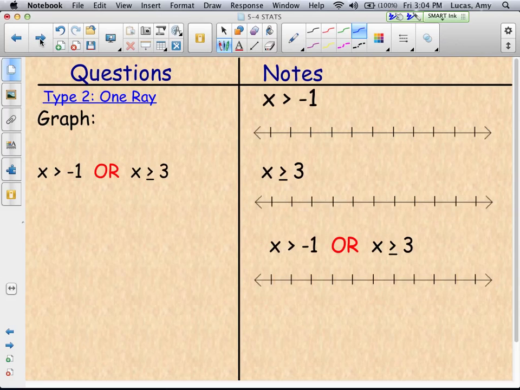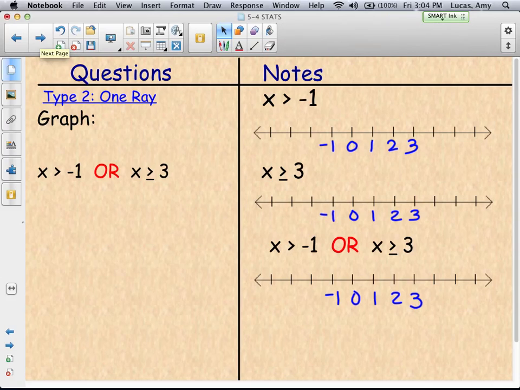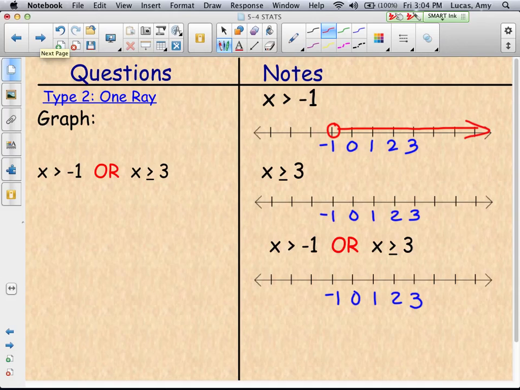Type number 2. Now we've got the word or. So I'm going to set up my number lines again. We've got the word or again. We go from -1 to 3. The first graph is going to be an open circle, greater than -1. The second one, a closed circle, greater than or equal to 3.